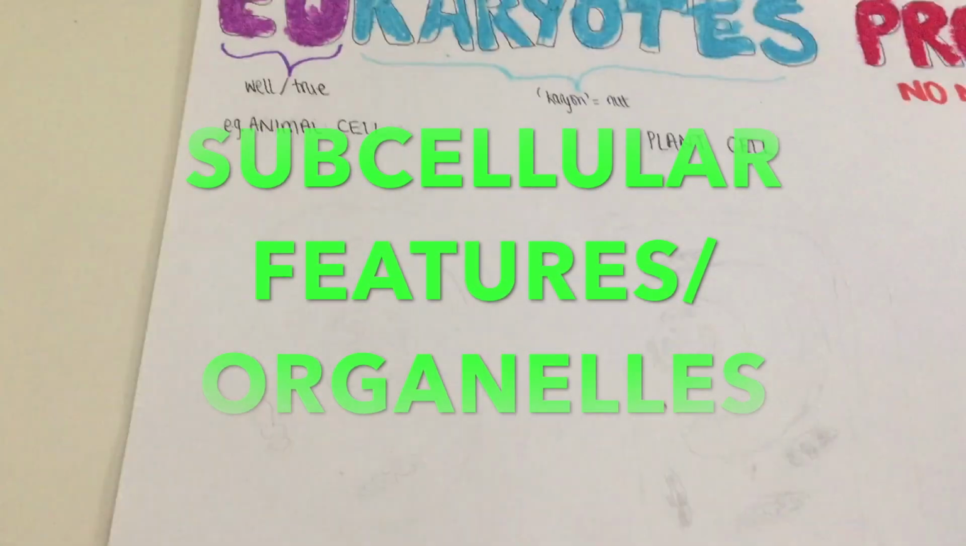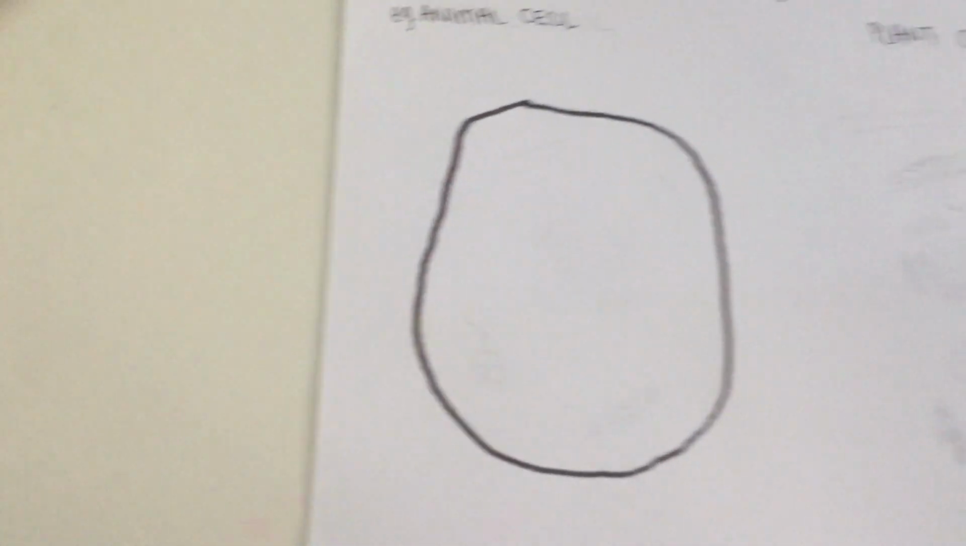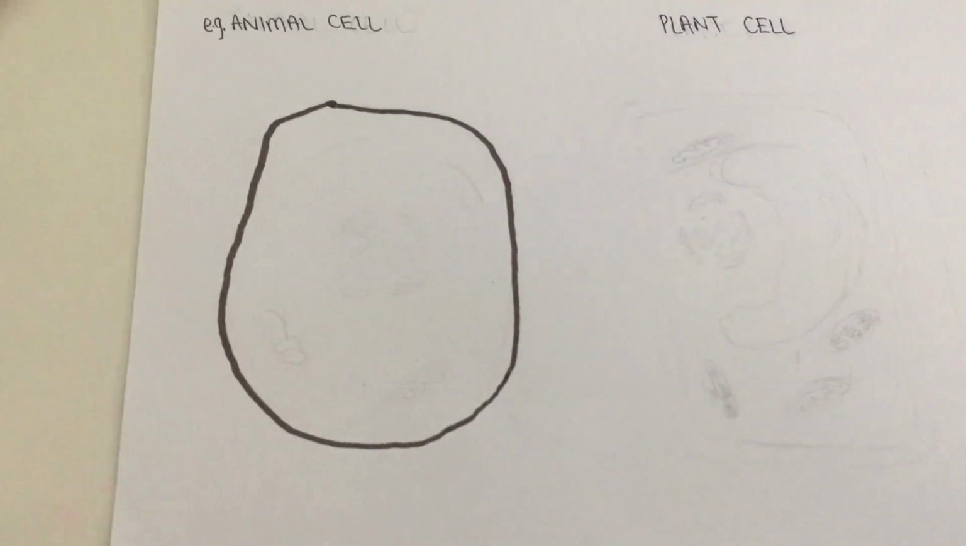Eukaryotes and prokaryotes have subcellular features known as organelles. Make sure you learn these names and their functions, as you could be asked to draw, label, or interpret such figures. Now let's take a closer look at these cells.